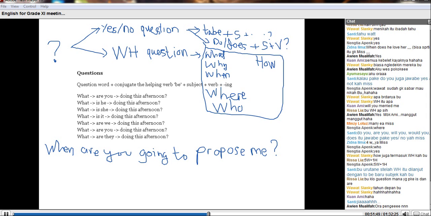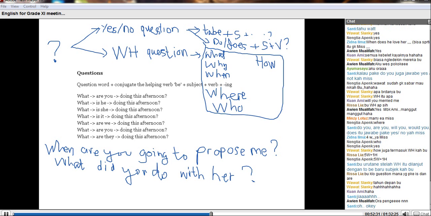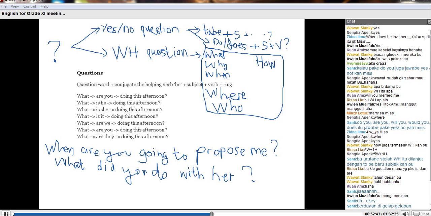Tidak selalu dengan to be. Misalnya, yang past tense ya. What did you do? What did you do with her? Misalnya, apa yang kamu lakukan sama dia? Kayak gitu. Ya, jadi tidak selalu dengan to be. It depends. It depends on the arrangement of the sentence. Okay?